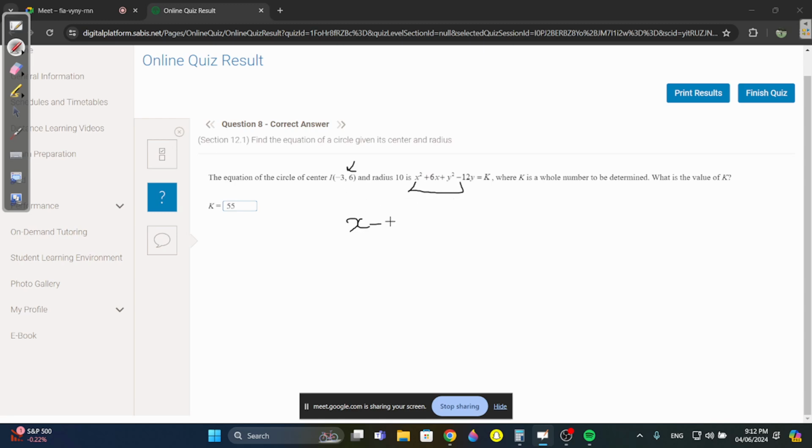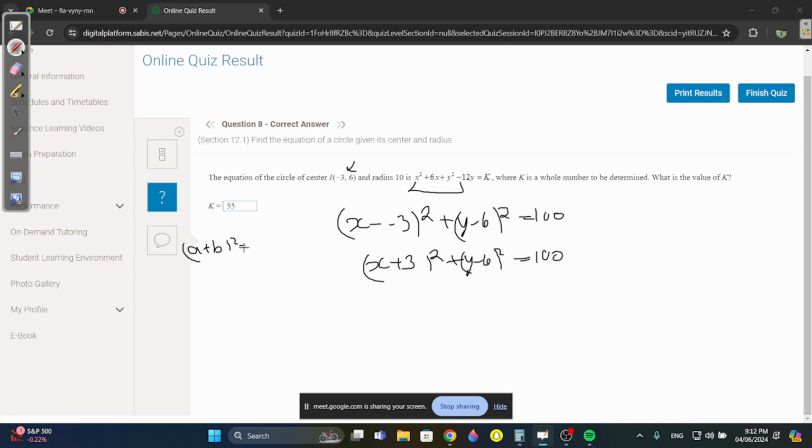It's going to be x minus 3 squared, plus y minus 6 squared equals r squared. So 10 squared, 100. So x minus 3 squared is x plus 3 squared, and then continue, y minus 6 squared equals 100. Okay, x plus 3 squared, you know the rule. A plus b squared equals a squared plus 2ab plus b squared. So it's going to be x squared plus 6x plus 9 plus y squared minus 12x plus 36.